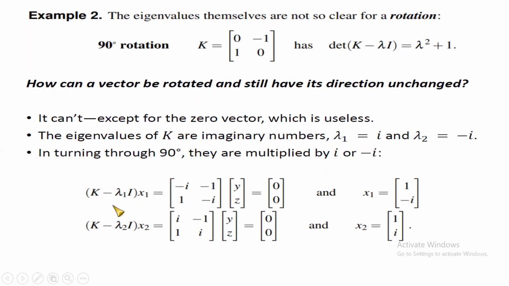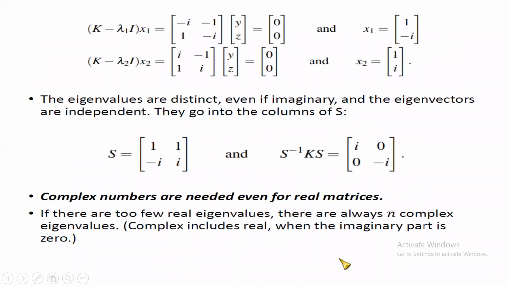So they become imaginary. So K minus lambda 1 I into x1 will give us this value. And for this, the x1 solution will naturally be a null space solution. So you need to write the Gauss elimination method over here and try to find out the values for x1. Similarly, you can write K minus lambda 2 I into x2, write it over here, do the Gauss elimination and find out x2.